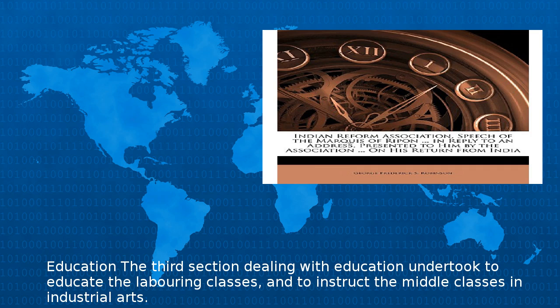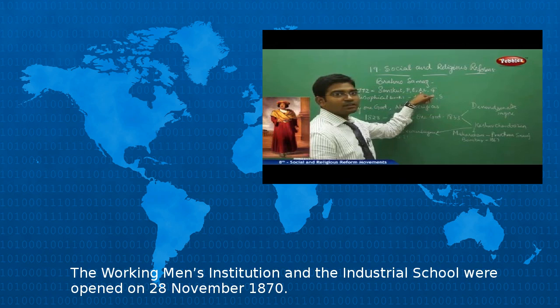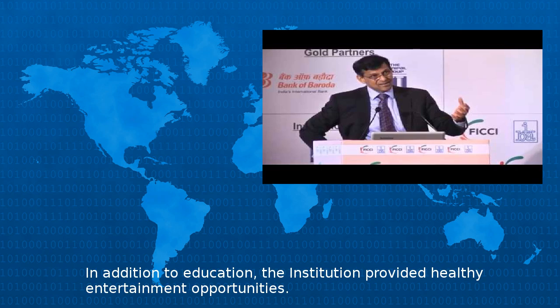Education. The third section dealing with education undertook to educate the laboring classes, and to instruct the middle classes in industrial arts. The Working Men's Institution and the Industrial School were opened on 28 November 1870. In addition to education, the institution provided healthy entertainment opportunities.